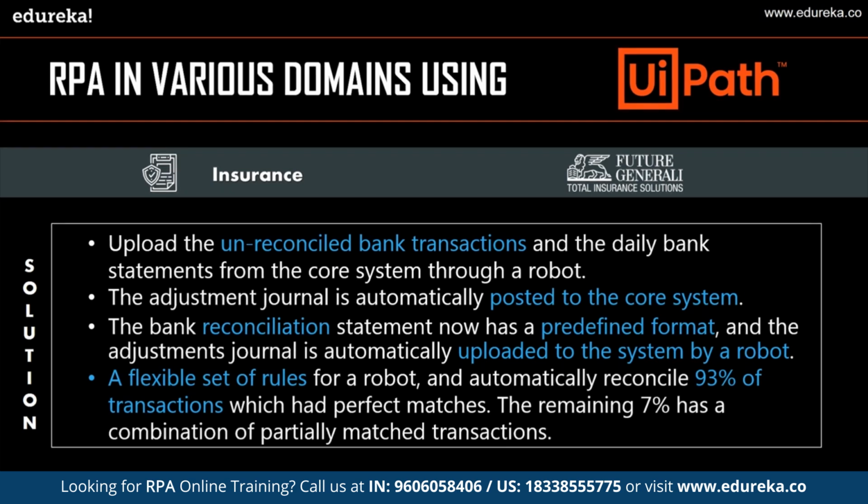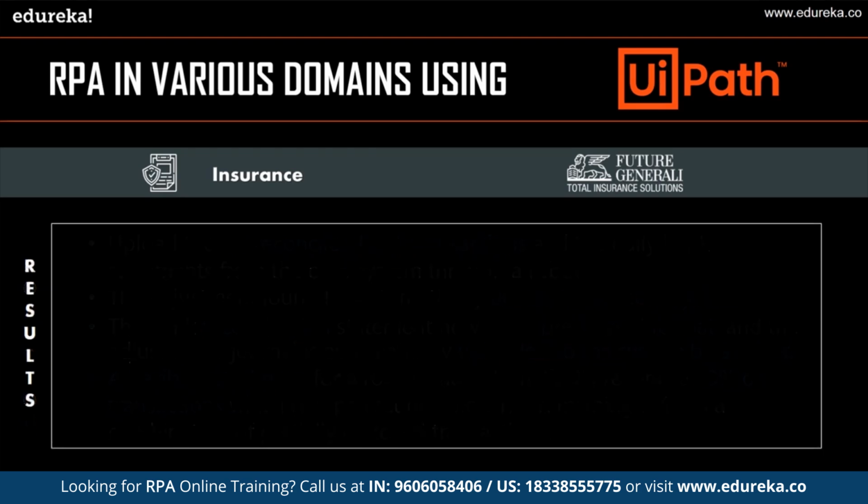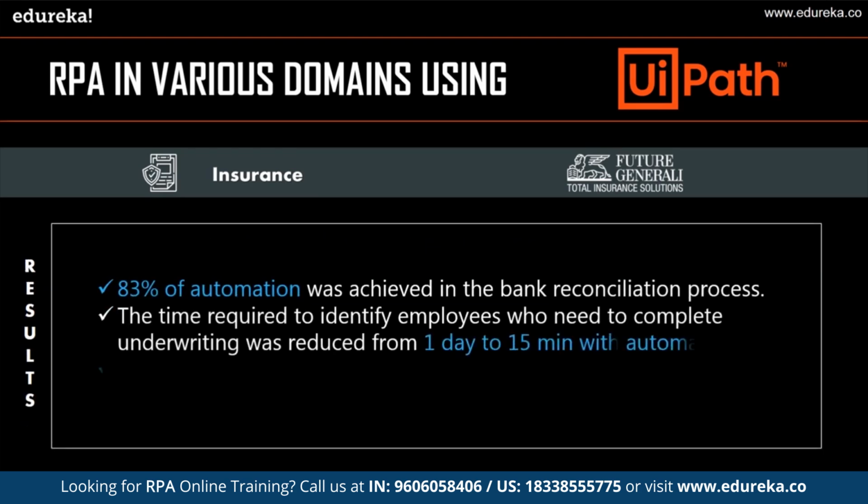So the results of Future Generali India Life Insurance Company Limited partnering with UiPath are as you can see on my screen. It was observed that 83% of the automation was achieved in the bank reconciliation processes, and the time required to identify the employees who needed to complete underwriting was reduced from 1 day to 15 minutes with automation, guys. That's a huge amount of time reduction. And on an overall basis, around 33 processes were automated.